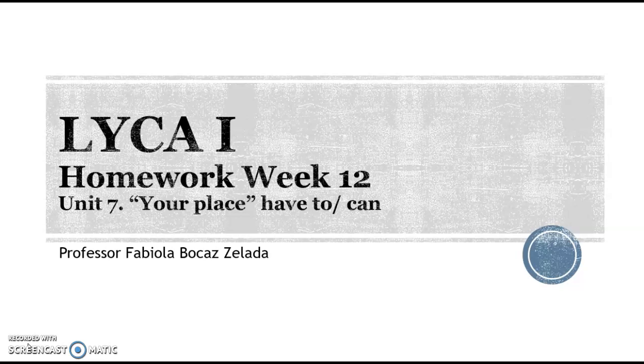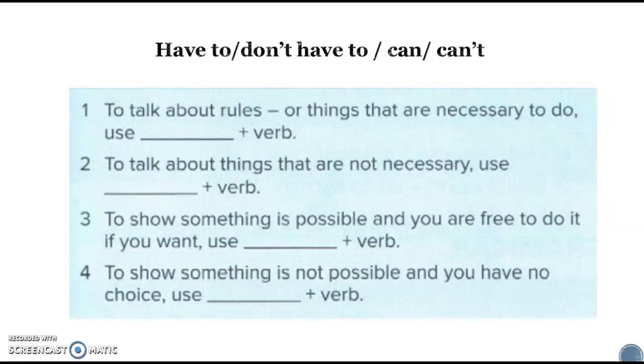Today we are going to take our homework. This unit is about the place we live. So we are going to express some things that we are able to do in some places and other activities that are necessary to do it. How do we express that? Okay, by using have to and can.